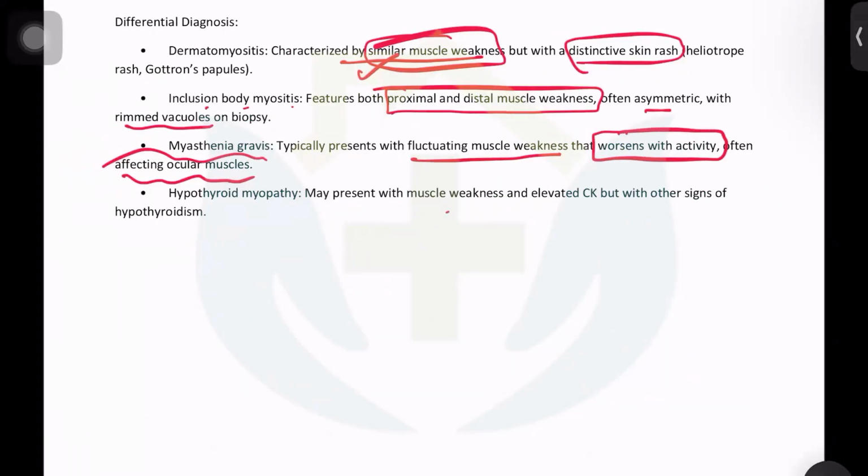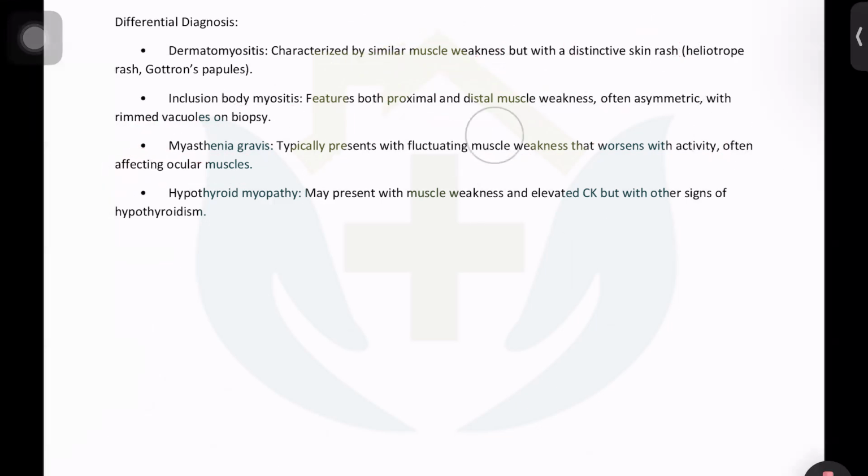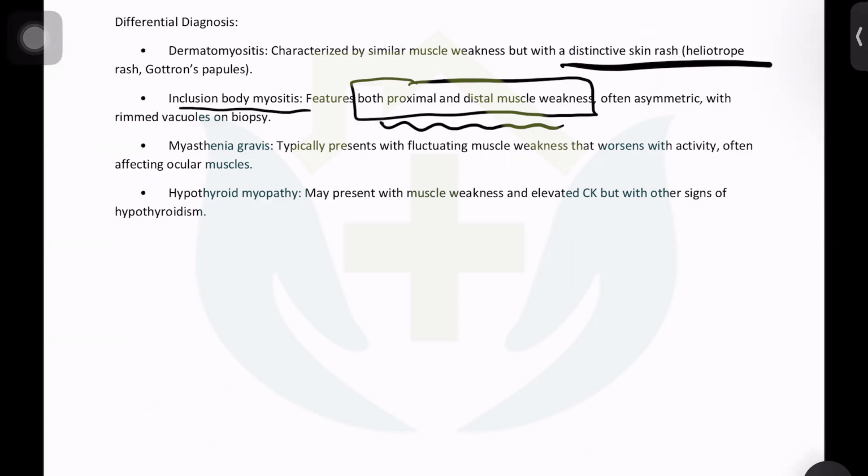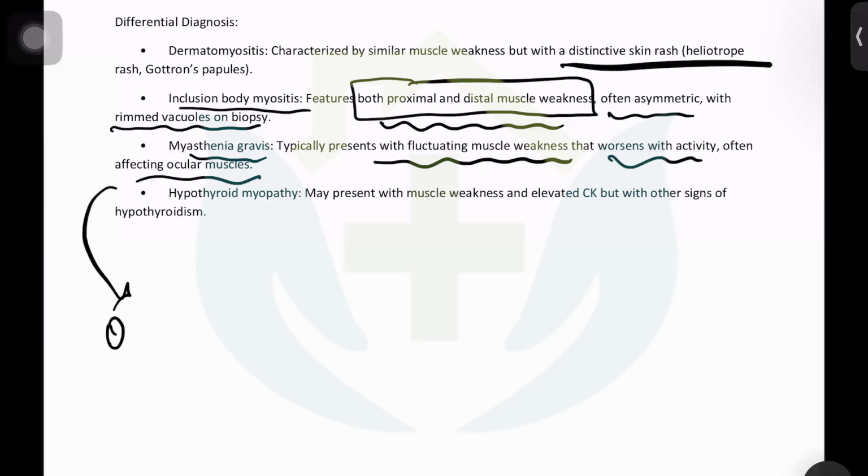Okay, these are the differential diagnoses that we did not cover there. In dermatomyositis, there will be a characteristic skin rash. Inclusion body myositis has features of both proximal and distal muscle weakness. The differentiating points are that it is usually asymmetric, and there are rimmed vacuoles on the biopsy, that is inclusion bodies. Myasthenia gravis typically presents with fluctuating muscle weakness that worsens with the day and activity, often affecting ocular muscles, known as ocular myasthenia.